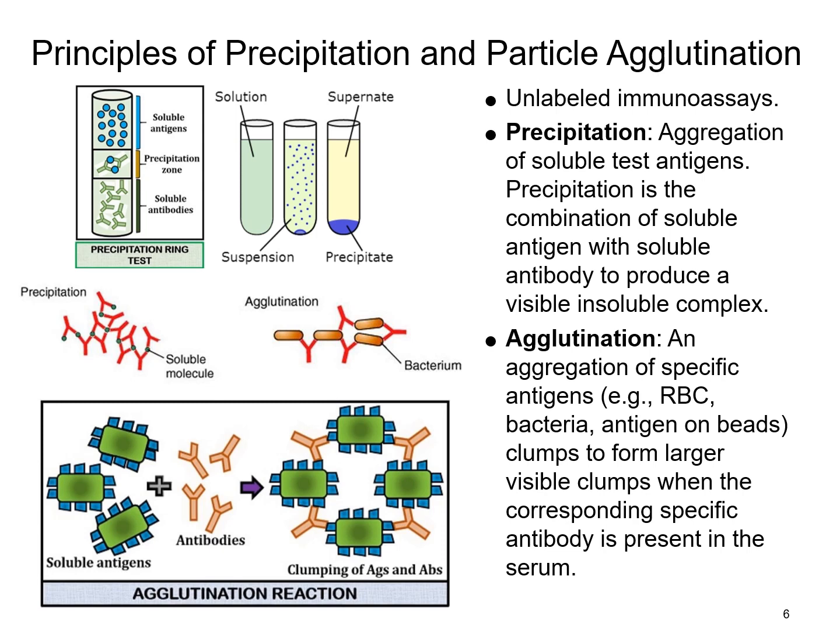Precipitation is the term for the aggregation of soluble test antigens. Precipitation is a combination of soluble antigen with soluble antibody in order to produce a visible insoluble complex. Agglutination is the process whereby specific antigens, so these could be, for example, present on red blood cells, will actually aggregate to form a larger visible clump when the corresponding specific antibody is actually present in the serum. So we do have a depiction here of a couple of different images to kind of try to help explain this just a little bit.